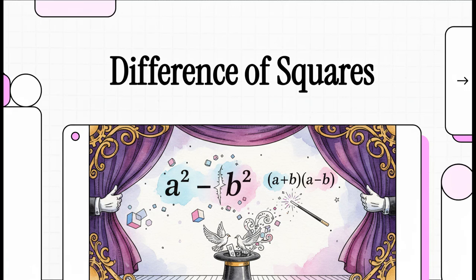All right, let's pull back the curtain on one of algebra's coolest little secrets. It's a factoring method that honestly feels more like a magic trick than math. It's called the difference of squares, and today you're going to learn exactly how the trick is done.